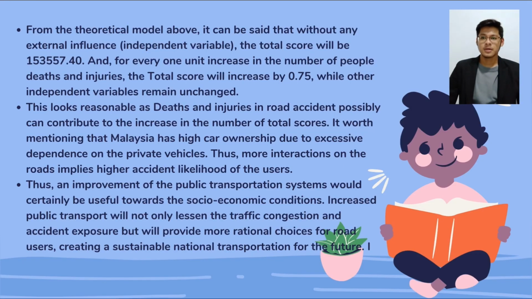So from the theoretical model above, it can be said that without any influence from the independent variable, the total score will be 15355.40, and for every 1 unit increase in the number of deaths and injuries, the total score will increase by 0.75, while other independent variables remain unchanged.